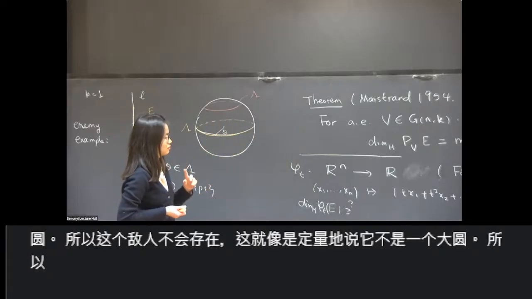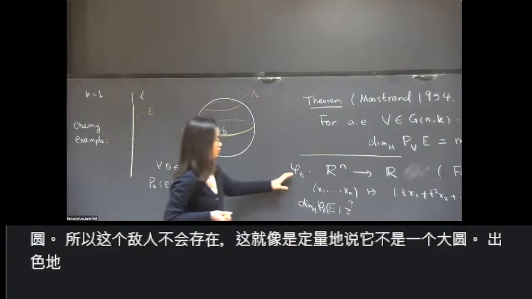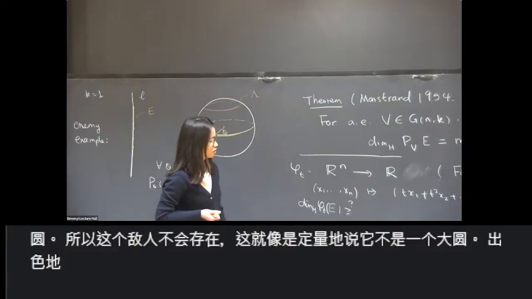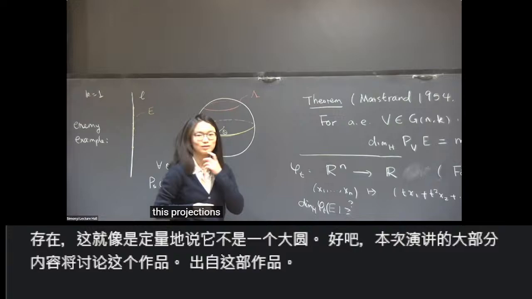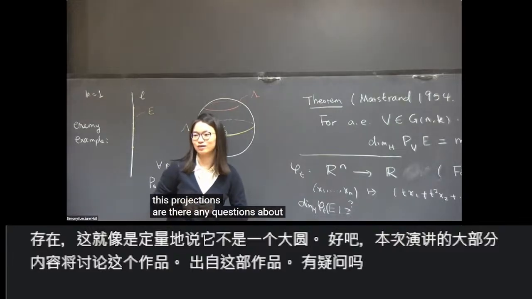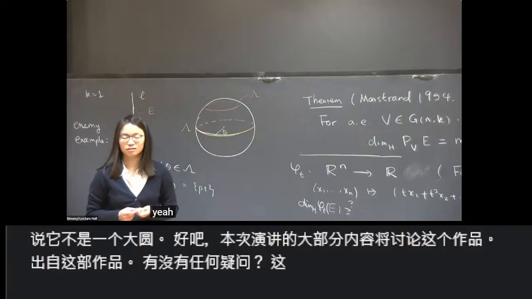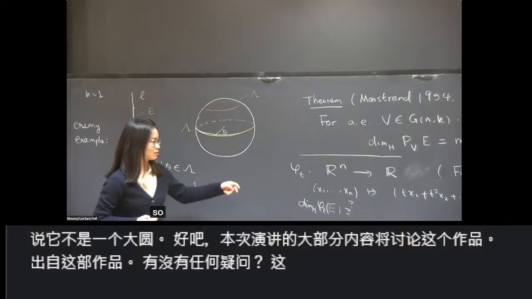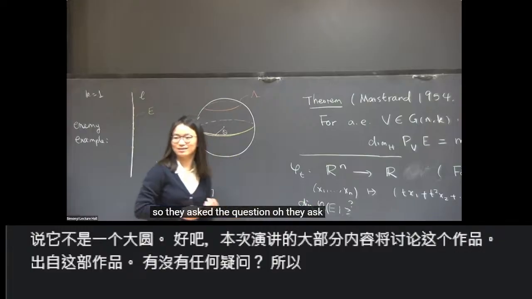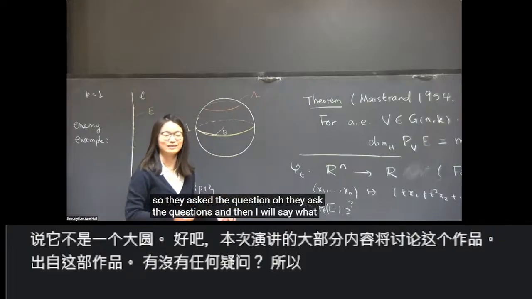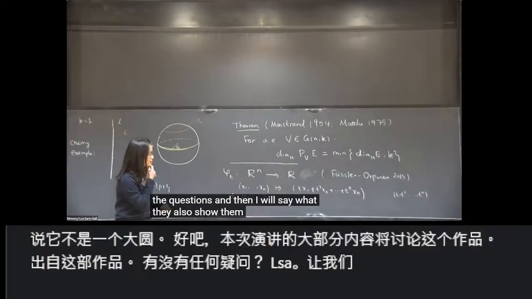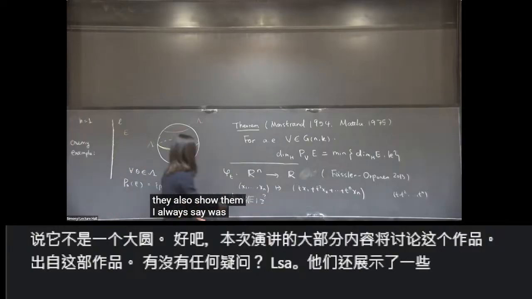For most of this talk, we'll be talking about these projections. Are there any questions so far? Yeah, what was the result by Fässler or Orponen? They asked the question. Okay, and then I will say what the result is.